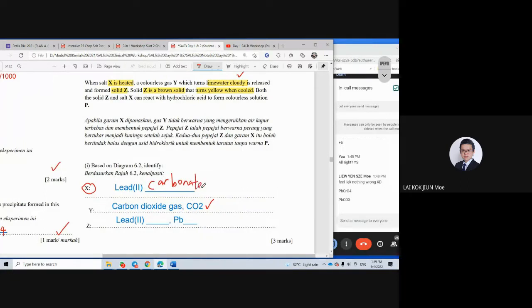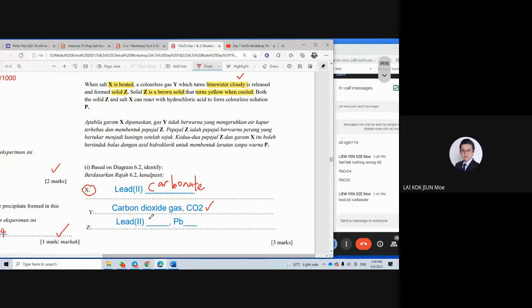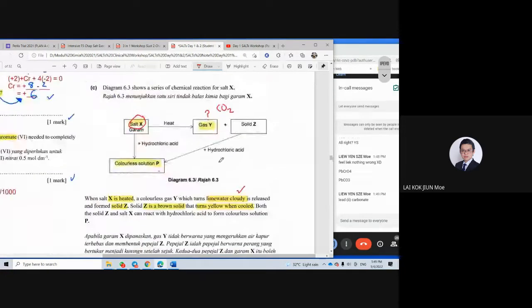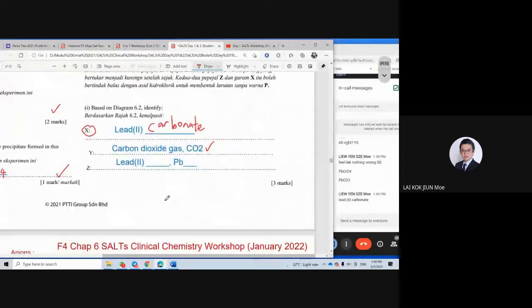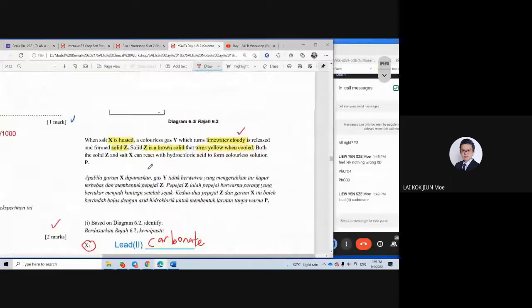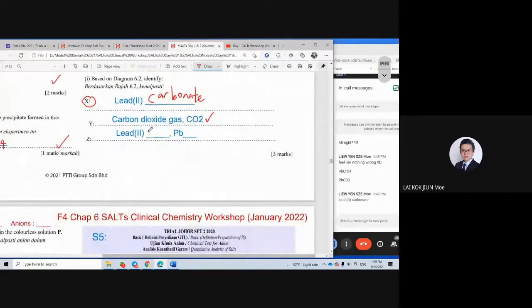Yanxi, very good. And the Pb, how do I know that Pb? When you heat it, it will become Pb oxide, right? Pb oxide, right? No more carbon dioxide.